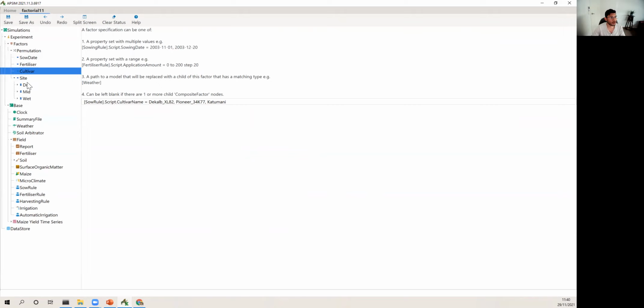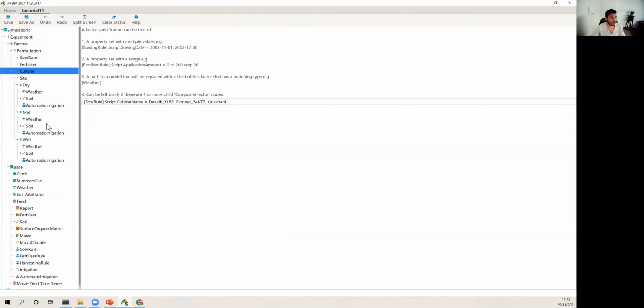So if we enter in the site, you will see 3 levels: dry, mid, and wet. And what I did was I just added different weather files, soil files, and different configurations of the irrigation to create different water dynamics in each environment. So in the wet environment, the automatic irrigation is on. However, in the mid and in the dry environment, the automatic irrigation is off. So basically in the dry and mid environment, the water input is only rainfall.